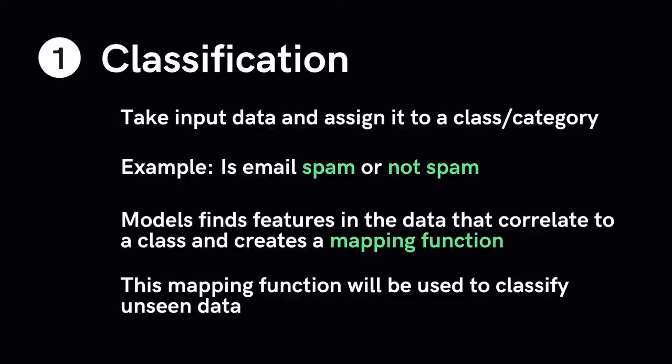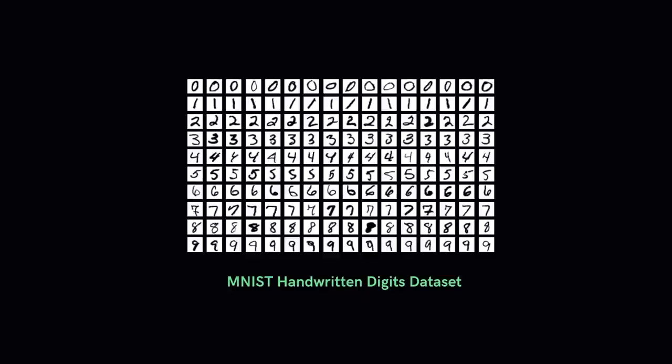The algorithm will be given training data with emails that are both spam and not spam, and the model will find the features within the data that correlate to either class and create a mapping function. Then, when provided with an unseen email, the model will use this function to determine whether or not the email is spam. An example of a classification problem would be the MNIST handwritten digits dataset, where the inputs are images of handwritten digits, or pixel data, and the output is a class label for what digit the image represents, that is numbers 0 to 9.